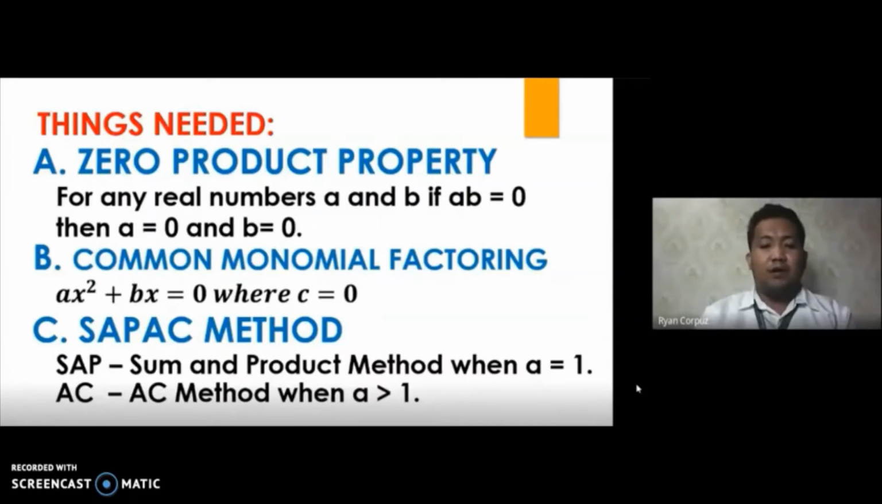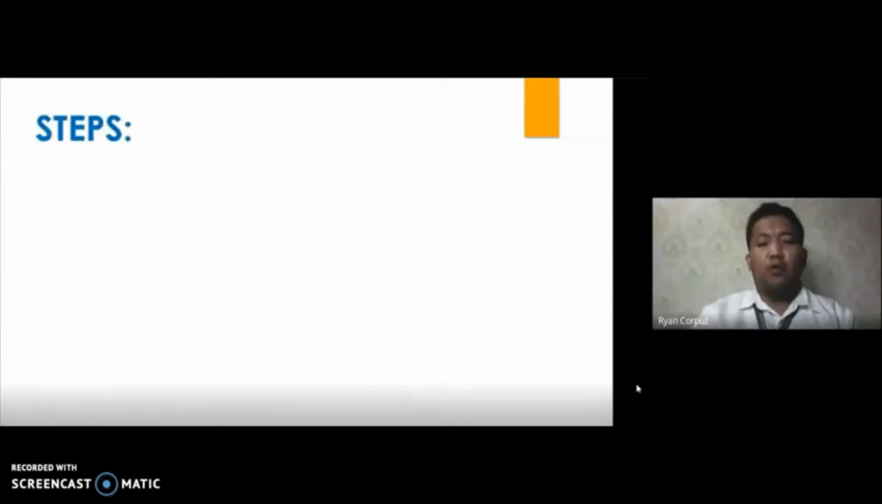So all in all, if we are going to use factoring as a method of solving quadratic equation, these are the three things that are needed. The first one is zero product property. The second is the common monomial factoring. And the third one is the SAPAC method, the combination of the sum and product and the AC method. And of course, in order for us to understand how to solve quadratic equation by factoring, it would be best if we are going to apply certain steps.